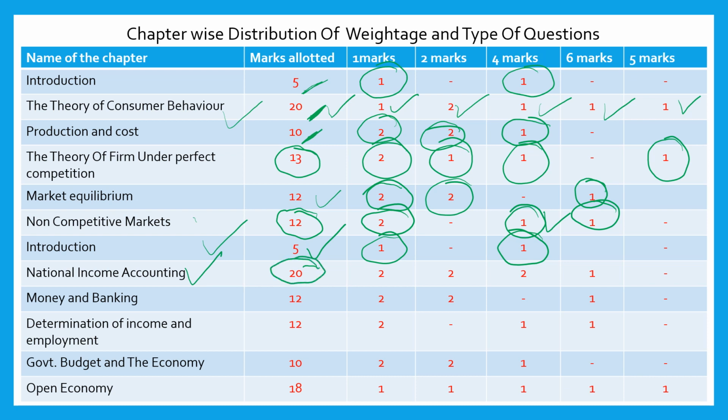Come to the very important chapter, national income. For this again they allotted 20 marks. From this chapter you can see here, dear students, two 1 mark questions, two 2 mark questions, and two 4 mark questions they have allotted. From this chapter, there are 5 4-mark questions. If you prepare those 5, easily you can attend 2 4-mark questions and get full marks.